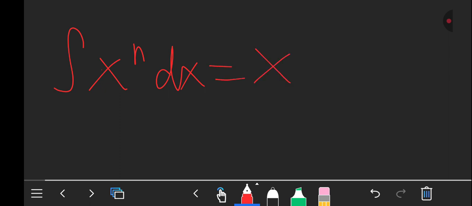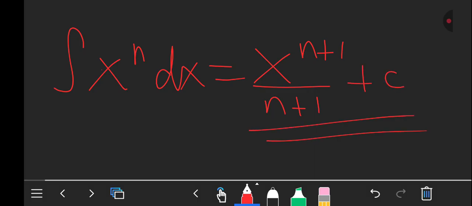Then let's now look at a formula whereby you have the integral of x to the power n dx. What is the integral of this? For this one, you add 1 to the power, so it will be n plus 1. That power becomes the new denominator, then plus c. So this is how you use the formula to find the integral.